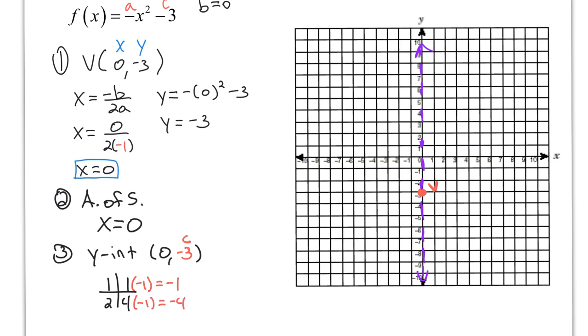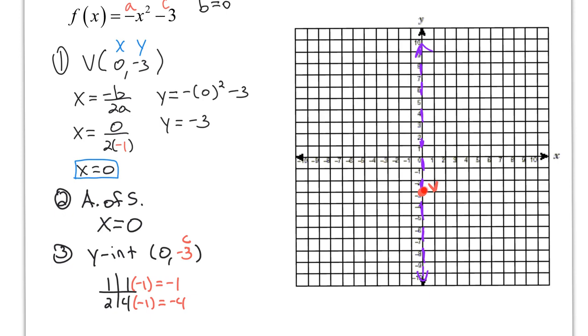Every time you have an a value not equal to positive 1, you have to multiply these 2 numbers by that a value, because the a changes the width of the parabola. So we need to find the new points. From your vertex, you're going to go 1 step to the right and 1 step down. And that's what the negative means here. You go down. So 1 to the right.